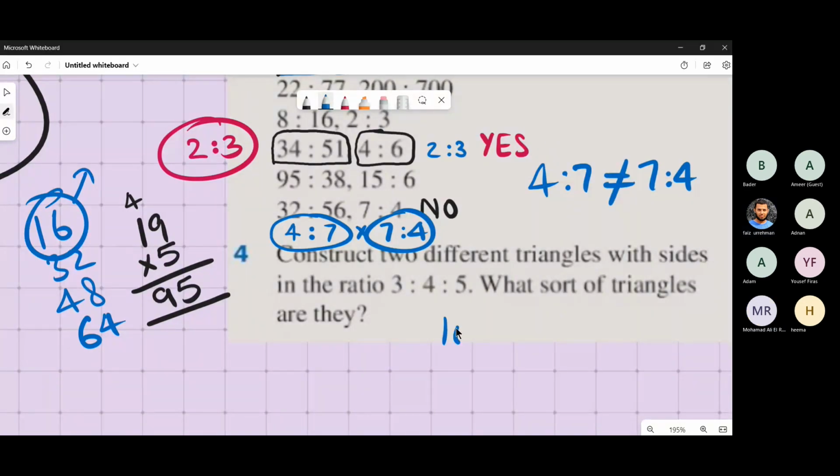It's like 10 over 15 and 15 over 10. Are they the same thing? No.